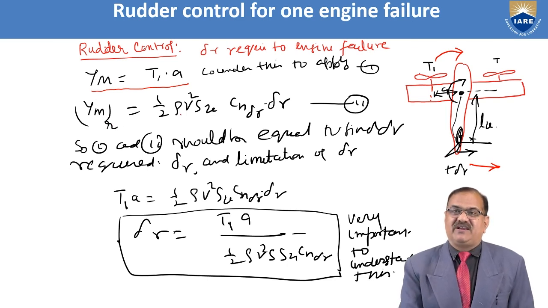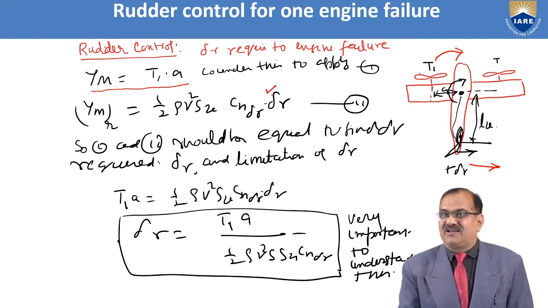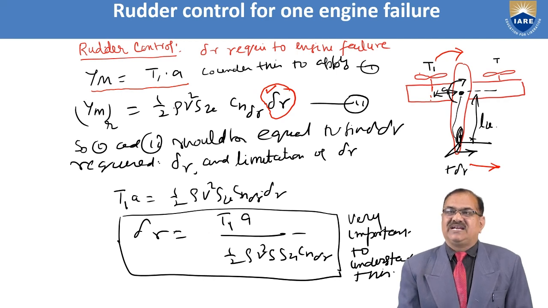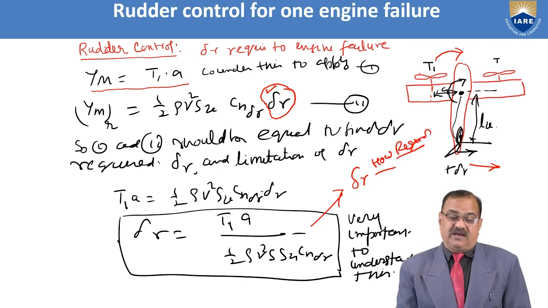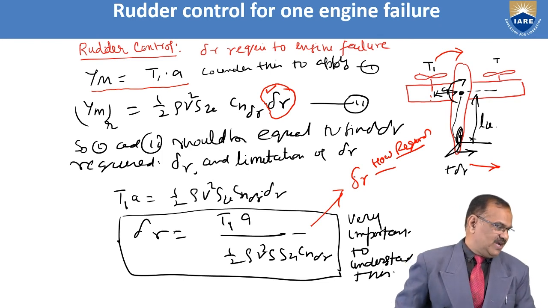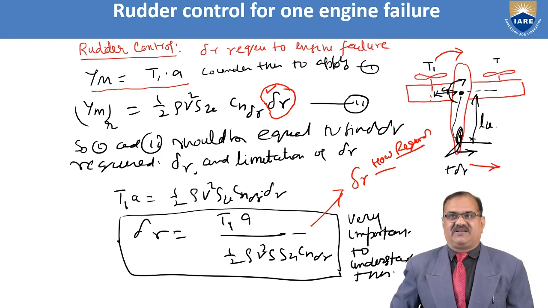So the moment due to the rudder N_rudder is equal to half rho V squared S_V C_n delta_R into delta_R. By this, how much delta_R is required? Equating this to the engine moment T1 into A, delta_R is equal to T1 A divided by half rho V squared S_V C_n delta_R. In this way, we can find out how much delta_R is required.